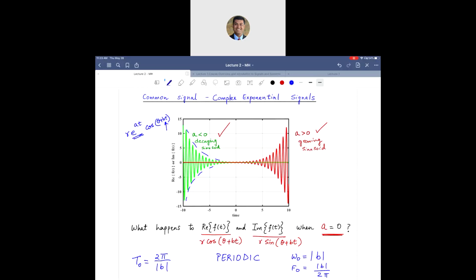All right, so this is a little bit of a discussion on complex exponentials. There is a question in the chat box that I left for later. I will take a look at this question now.